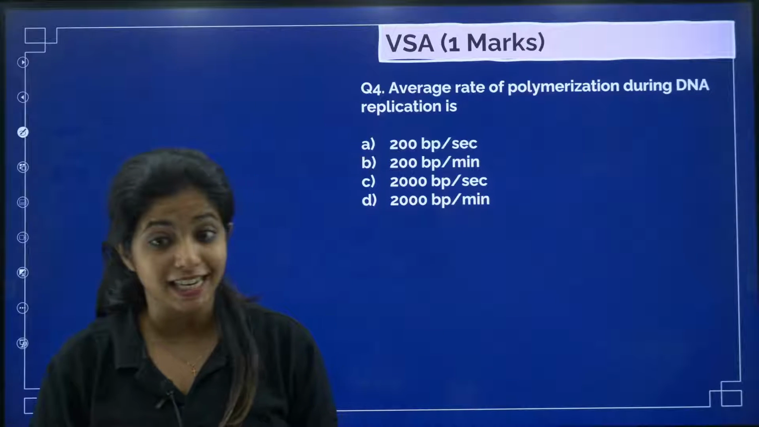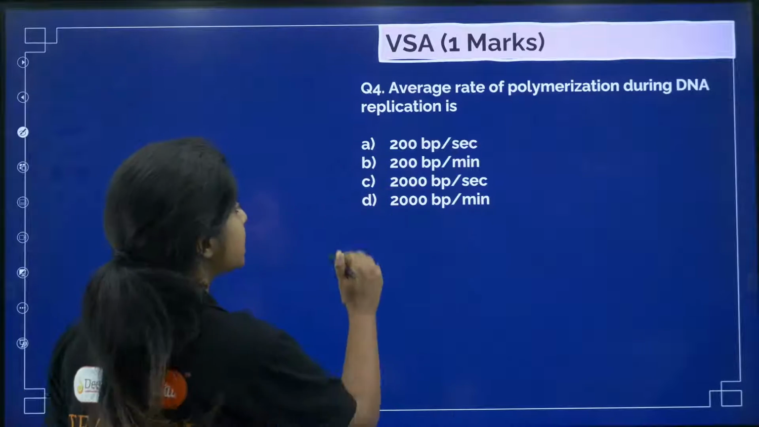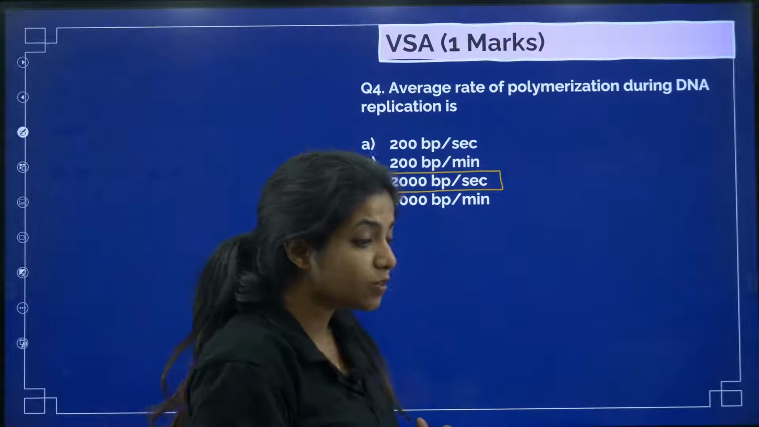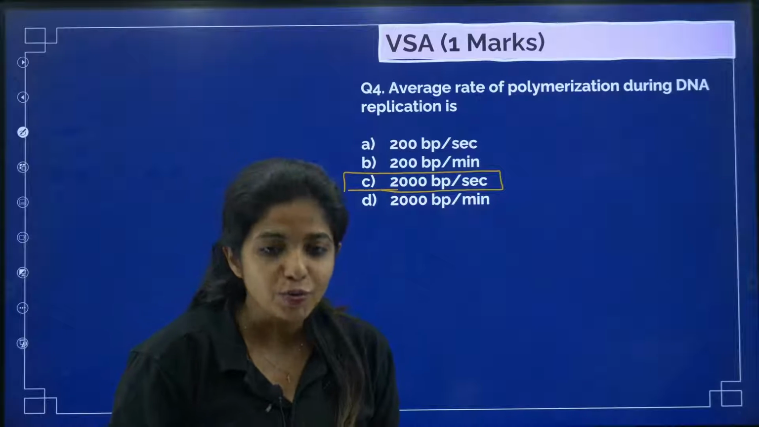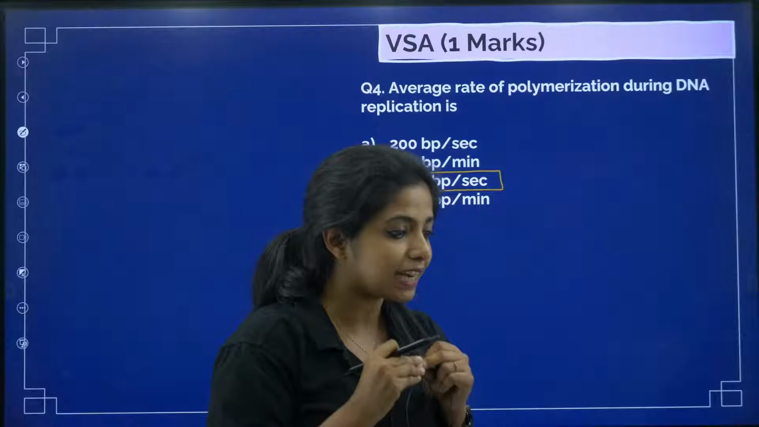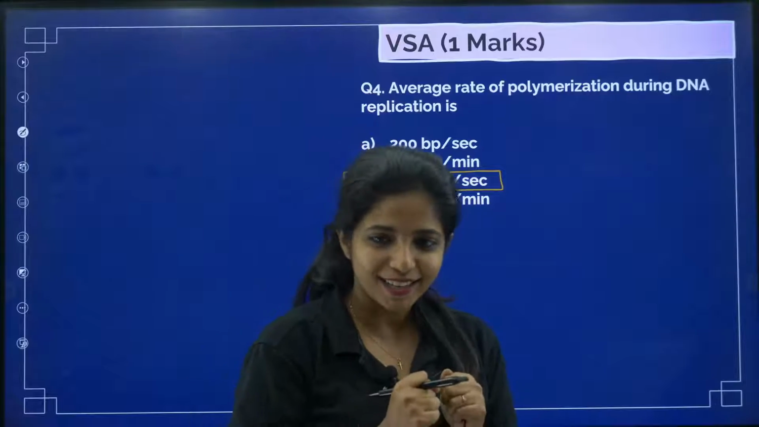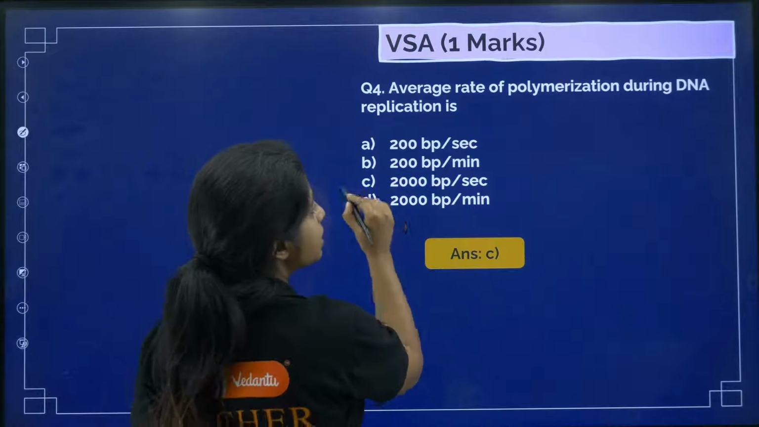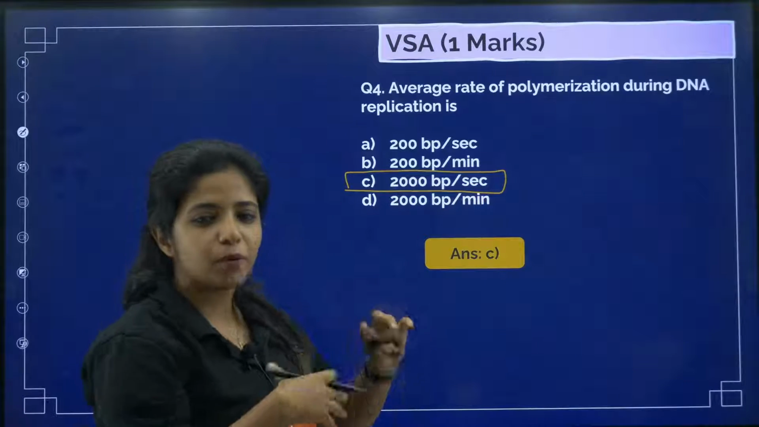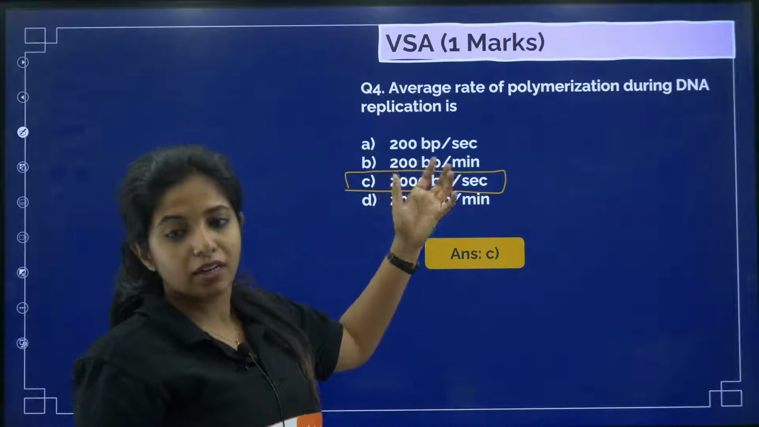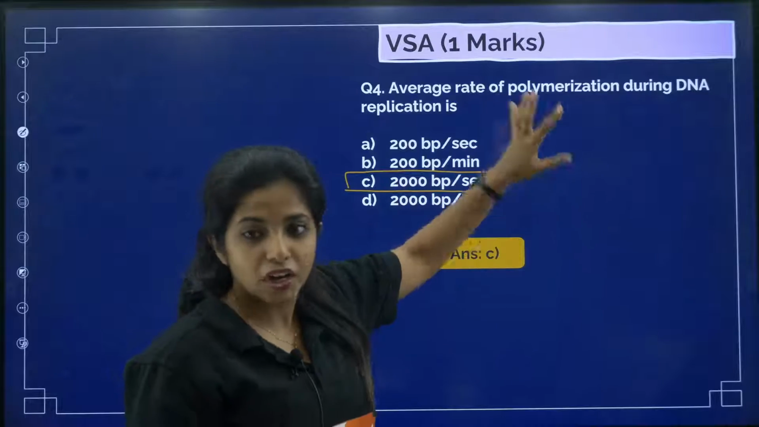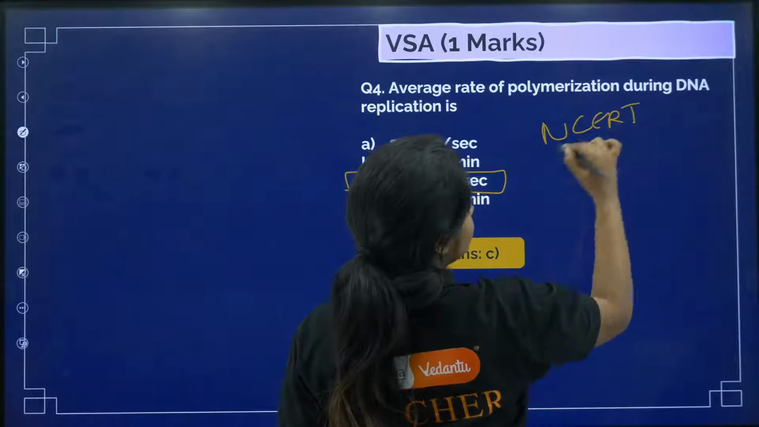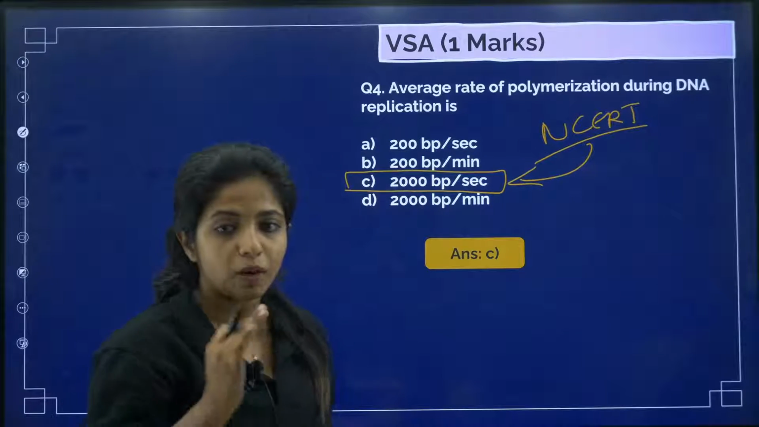Shagufta says it's C. Yes, my dear children, it's C. It's 2000 base pairs per second, not 200 base pairs. This is directly from your NCERT, in the polymerization. So please make yourself correct. The answer is C. And basically, you're talking about prokaryotes. Eukaryotes generally have a slower rate. This is a direct question from your NCERT, so we are no one to question it, but it is 2000 base pairs per second.